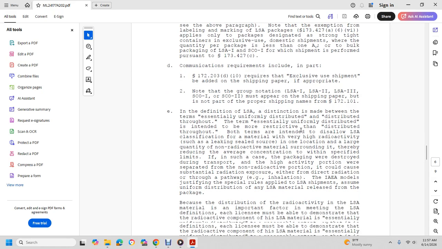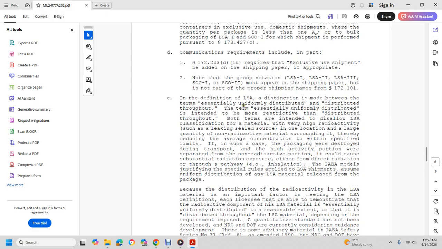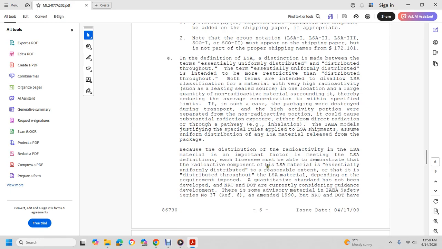In the definition of LSA, a distinction is made between the terms essentially uniformly distributed and distributed throughout, some of which are more strictly defined. Some materials are disallowed as LSA, such as highly radioactive material, like a leaking seal source, located in one location within a large quantity of non-radioactive material, reducing the average concentration to the specified limit. In such a case, the packaging could be destroyed during transfer, and the highly active portion separated from the non-radioactive portion could cause significant radiation exposure, either by direct radiation or through the inhalation pathway. The IAEA models justify special rules that apply to LSA shipments, assuming uniform distribution of any of the LSA materials received in the package.